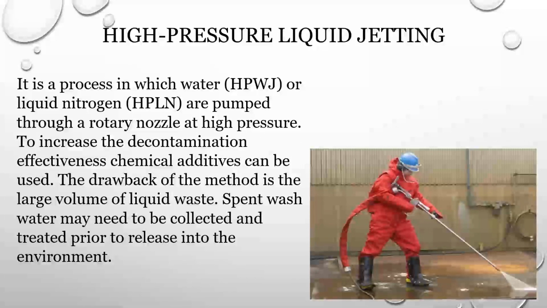High-pressure liquid jetting. It is a process in which water or liquid nitrogen are pumped through a rotary nozzle at high pressure. To increase the decontamination effectiveness, chemical additives can be used. The drawback of the method is the large volume of liquid waste. Spent wash water may need to be collected and treated prior to release into the environment. According to research, the most efficient was jetting at a 45 degrees angle.